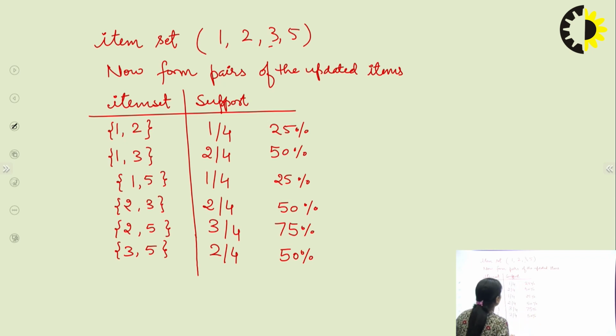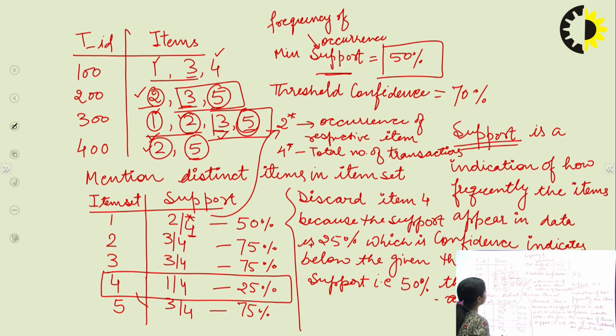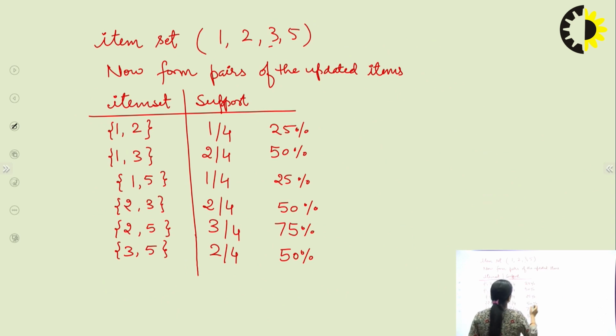Now what is given to us? The minimum support value is 50%. Again, we will be discarding the items which are below 50%. So what will we be discarding? The item set 1, 2 and the item set 1, 5. Discard, because they are smaller than the minimum threshold value, that is 50%.